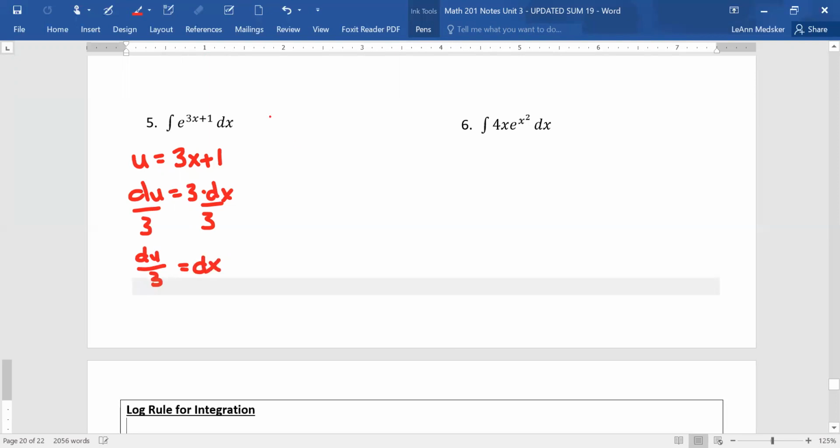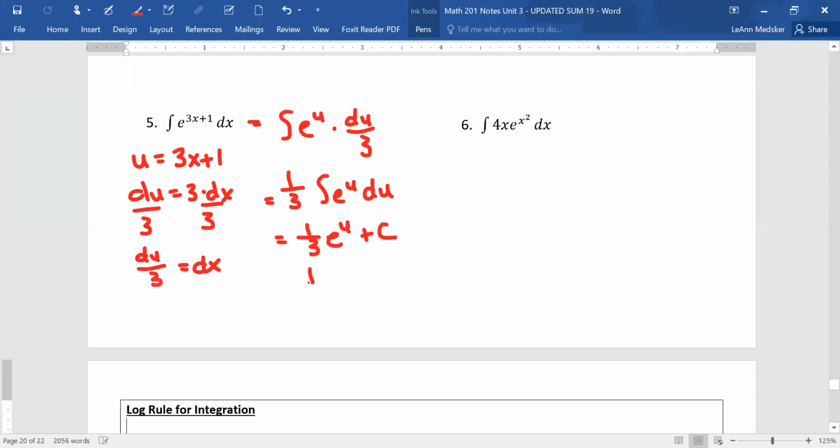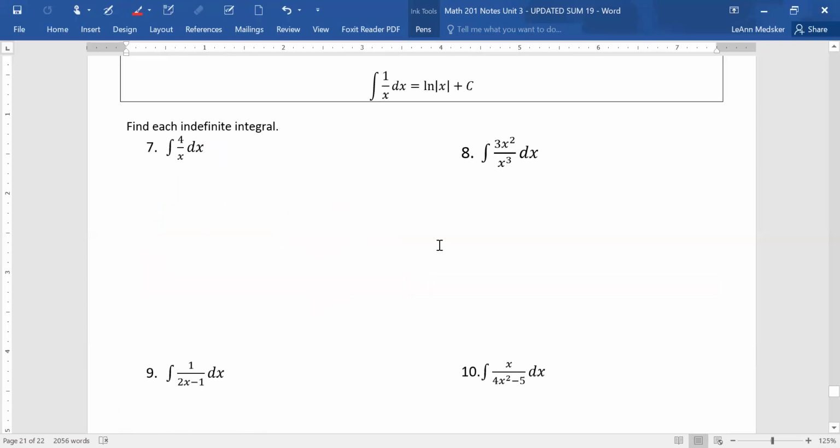So we would write this as e to the u times du over 3, bring the 1/3 out, then it's e to the u du, and then the antiderivative of e to the u is e to the u, so 1/3 e to the u plus c, which we can replace our u back to the 3x plus 1. So 1/3 e to the 3x plus 1 plus c. All right, so that is the ones dealing with e to the x.